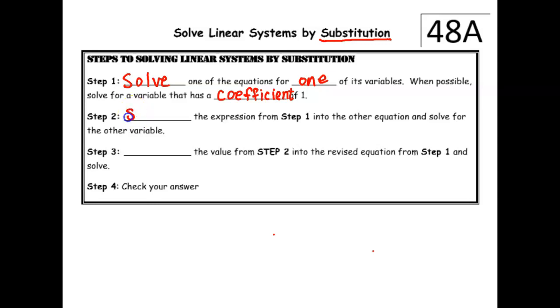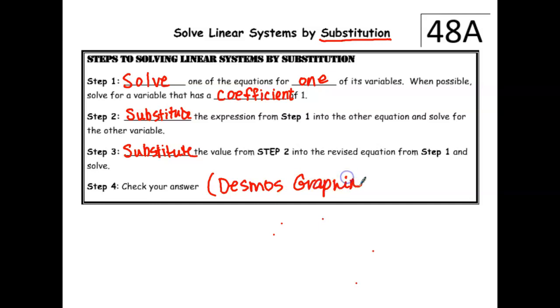We're then going to substitute the expression from step 1 into the other equation to solve for the other variable. And we're then going to substitute the value from step 2 into the revised equation from step 1 and solve. And then we check our answer. You can check your answer by hand or by using Desmos graphing. So what does that mean?